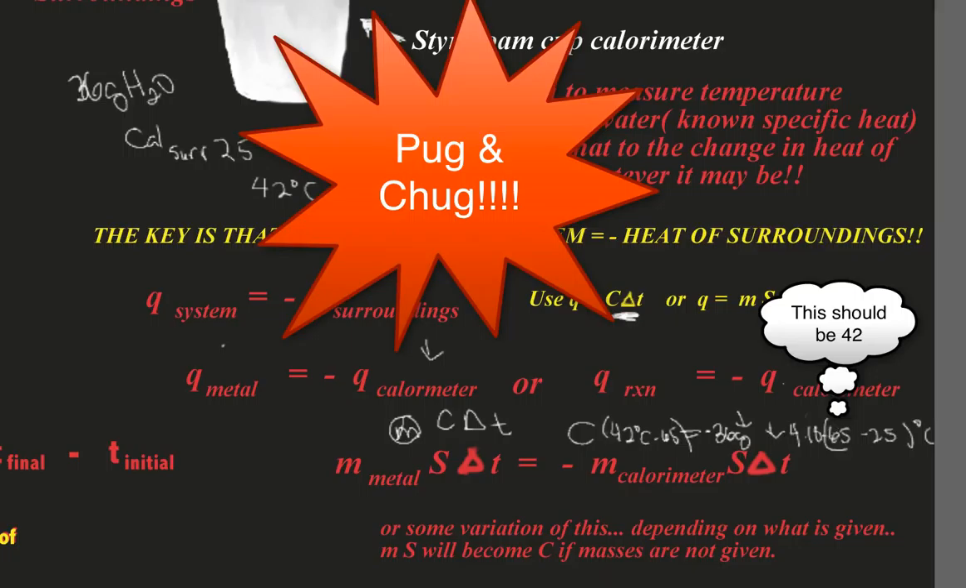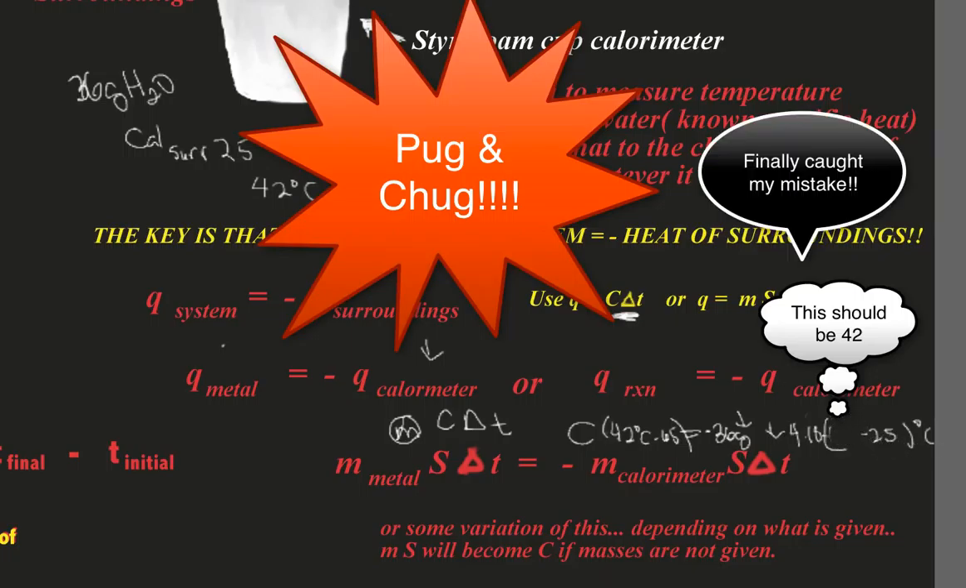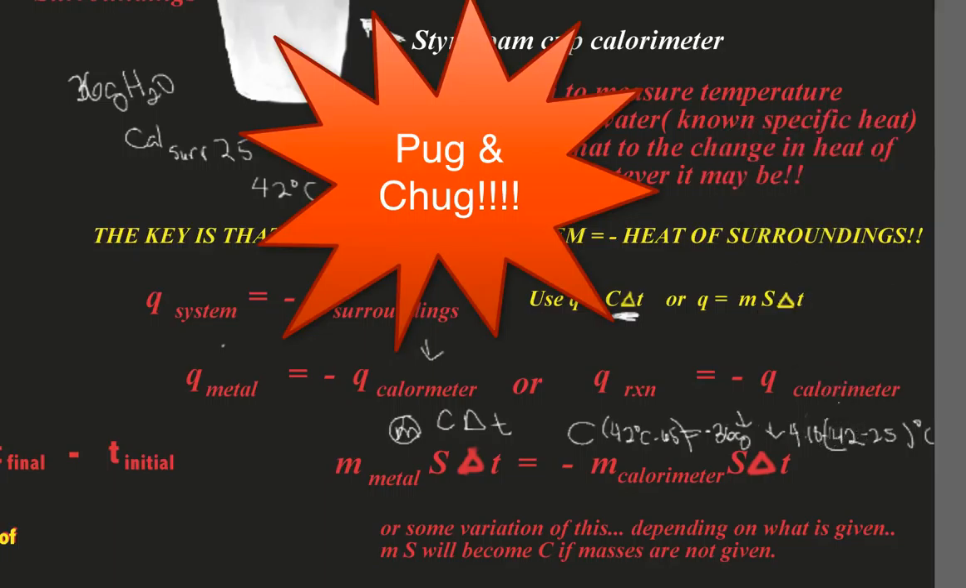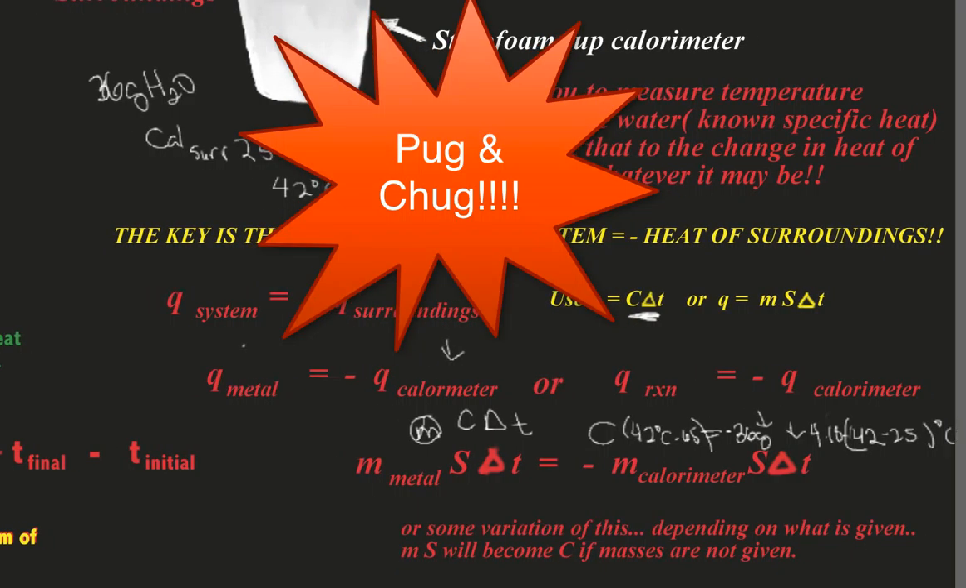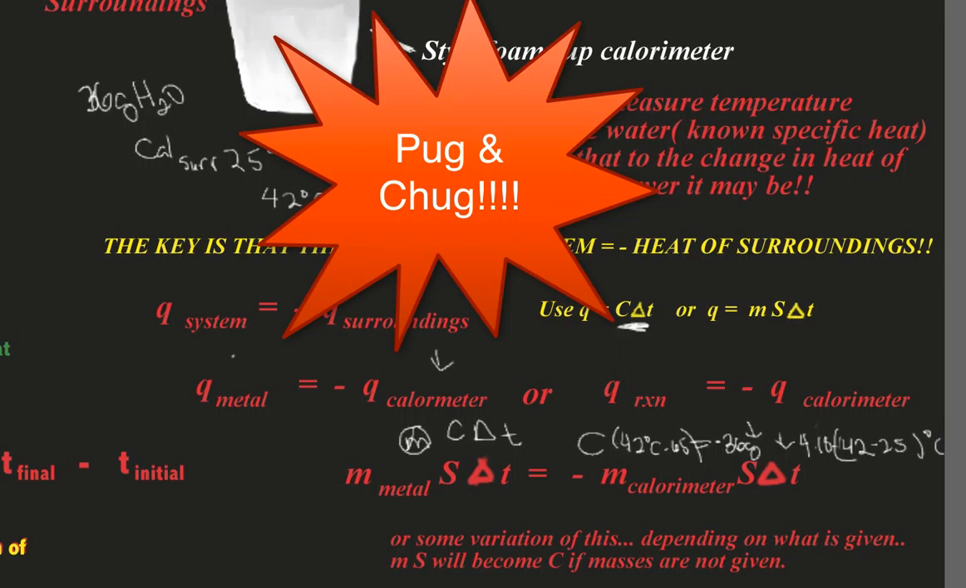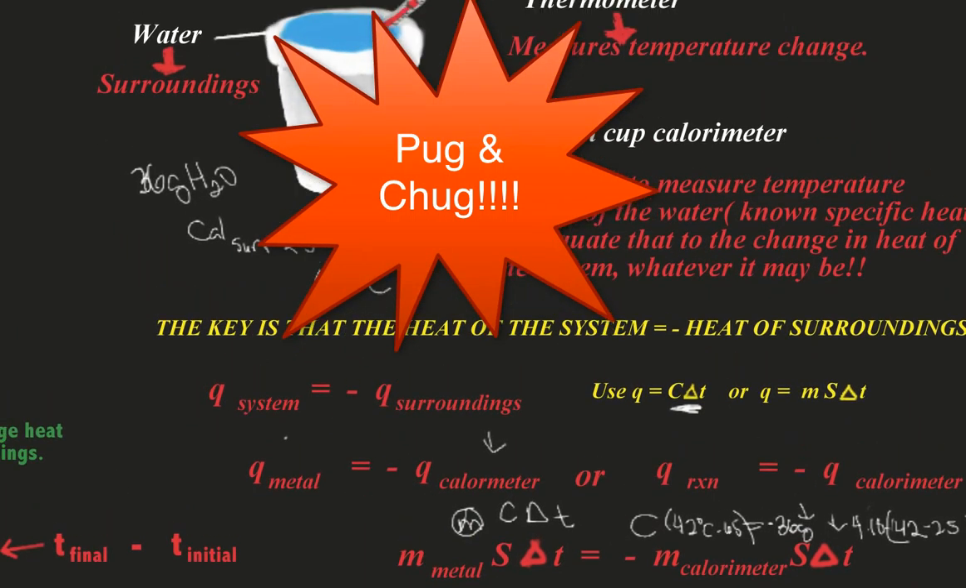It should have been a 42 over here. Sorry about that. The final temperature for both will be the same usually. All right, so that's basically it. And then you can solve for C. If mass was given, then you could solve for S. So that's the basic crux of it.